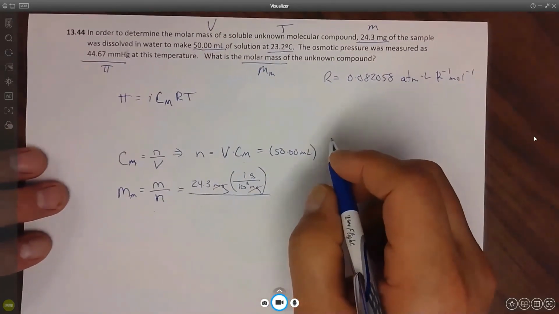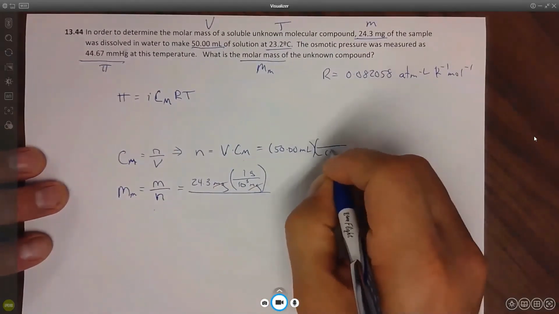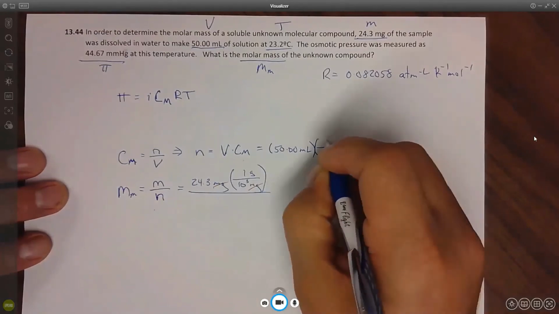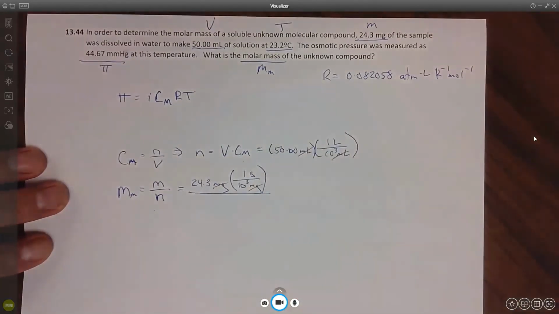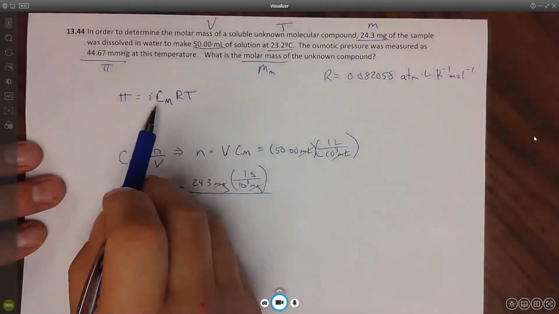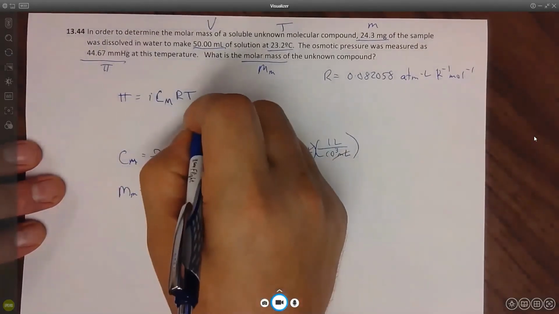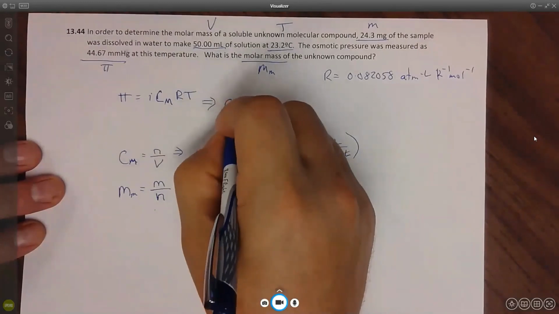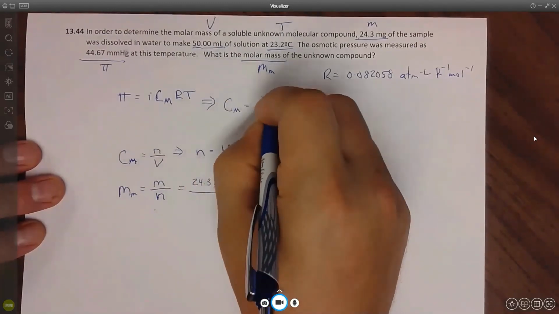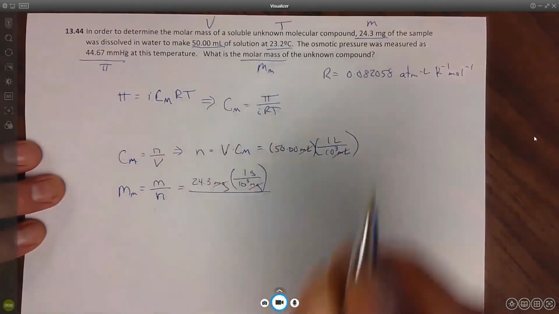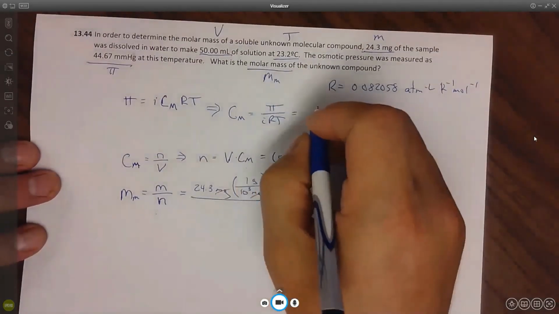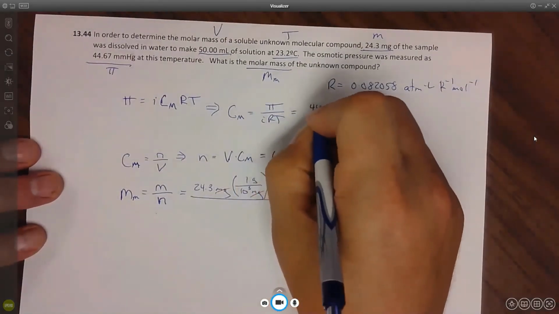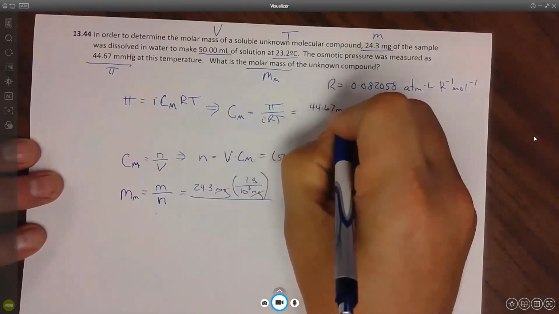So I'm going to divide it by 1,000 since there's 1,000 milliliters in a liter. Now all I need is the molarity, and the molarity, of course, I can get from this equation. I'm just going to rearrange it for molarity. So that's just going to be that. The osmotic pressure was given to us as 44.67 millimeters of mercury.